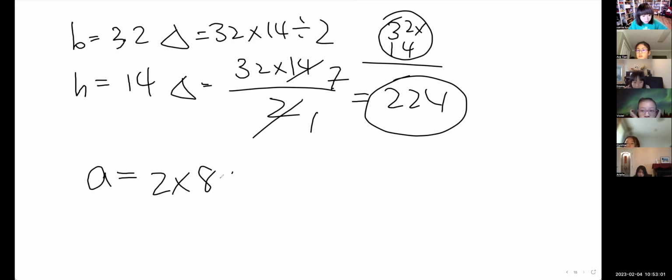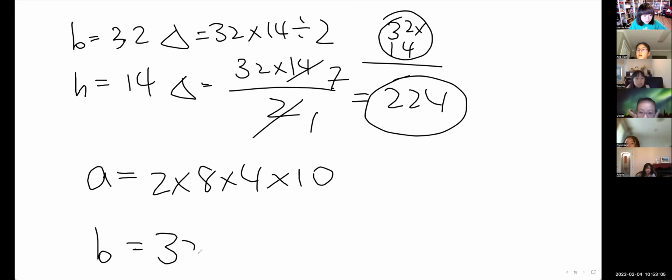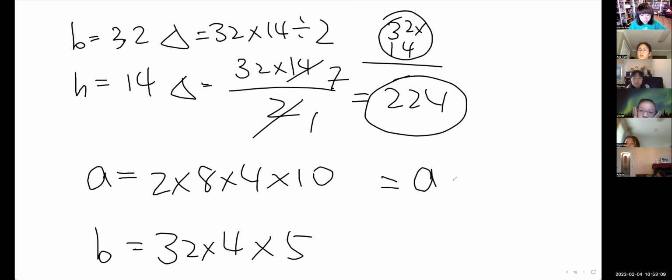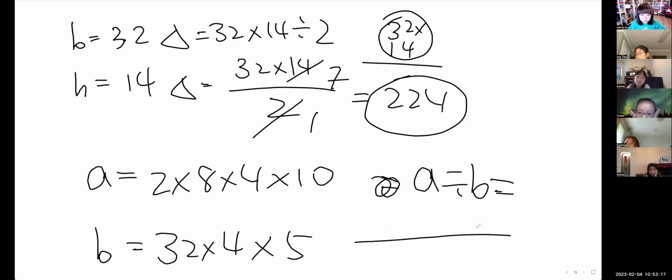2 times 8 times 4 times 10, okay? B equals 32 times 4 times 5, okay? So if I have this one, so A divided by B will be very complicated, Ava and Cynthia, right? Very complicated because you want to try that. But if you're using the division line, so sorry, instead of the division, I'm using the fraction.